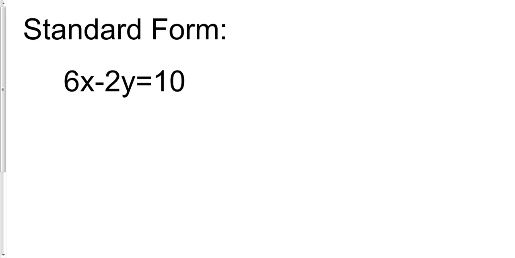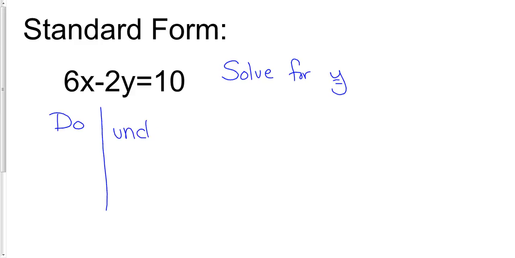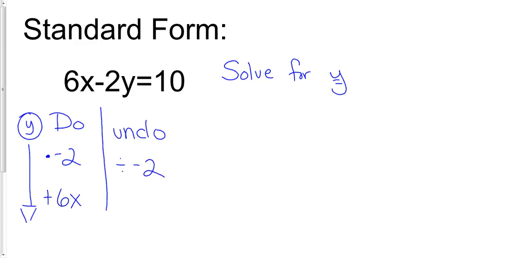So the first method we're going to use is the do-undo chart. Basically, we want to take this equation and solve it for y. To do that, we're going to set up our do-undo chart and say what's being done to y. First thing that's being done to y is it's being multiplied by -2. And then we've got the 6x. It's positive 6x, which means we're adding. So the opposites of multiplication would be division, so dividing by -2. The opposite of addition would be subtraction, so subtracting 6.